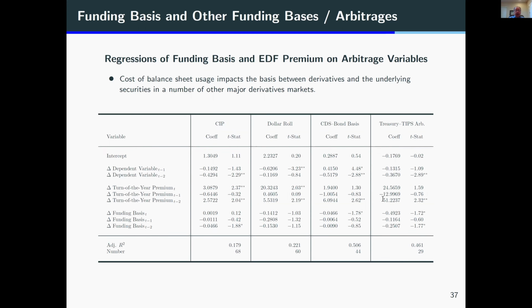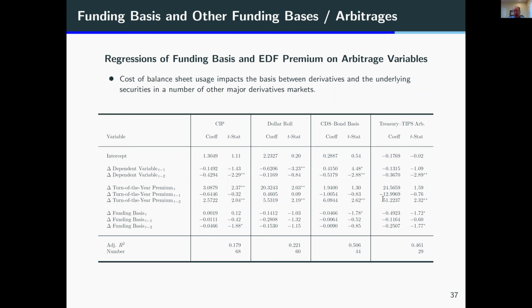year premium. Covered interest rate parity, again, going back to the new Tepper-Verdellen paper. And there's evidence that changes in that covered interest rate parity basis are linked positively to the turn of the year premium. So that's supportive of the story that it may be driven by balance sheet usage costs. The dollar roll paper by Song and Zhu, we're looking at their measure, and sure enough, it's related positively and significantly to the turn of the year premium.